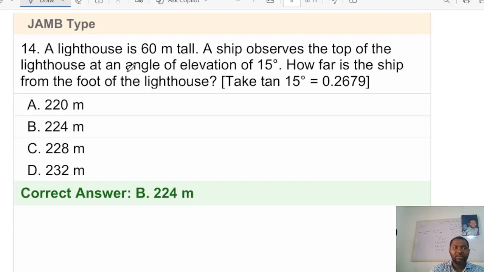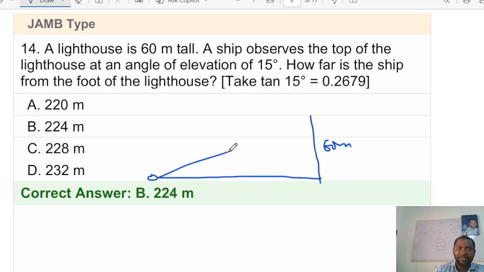Okay, so the next one is, a lighthouse is 60 meters tall. A ship observes the top of the lighthouse at an angle of elevation of 15 degrees. How far is the ship from the foot of the lighthouse? The same thing. Let's say this is the lighthouse. It is 60 meters tall, and this is the ship in front of the lighthouse, and the elevation is 15 degrees. How far is the ship? So let's say that this is the distance here.